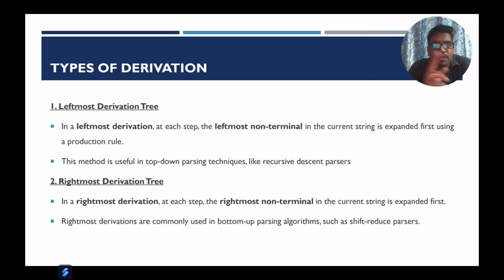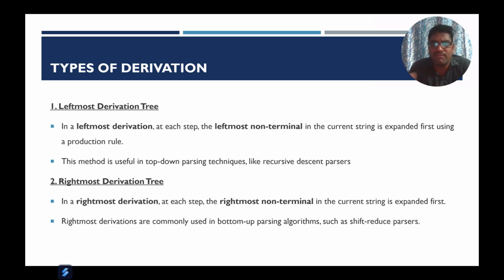Clear? So in the RHS, we have the production S plus S. The first S is going to be considered for the leftmost derivation. In that, first we have to expand that S. After that, we go with the next non-terminal variable, until we substitute the terminals, expanding the first production rule each time. This method is useful in top-down parsing techniques like the recursive descent parser.